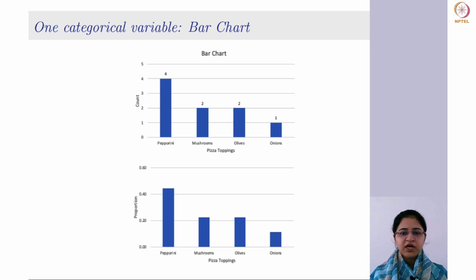And by just looking at these bars, you can get an idea that pepperoni has the highest proportion in that data set, whereas onions has the least representation.